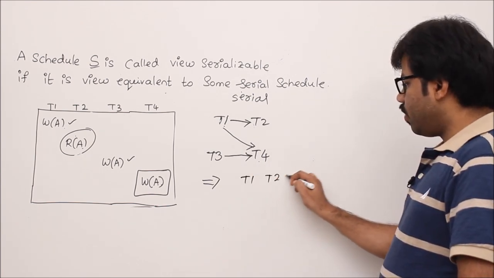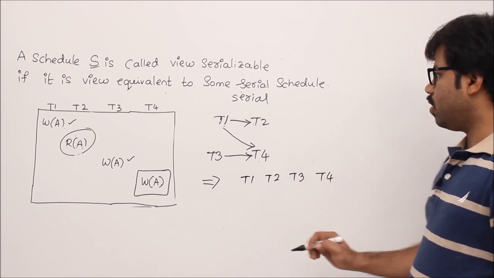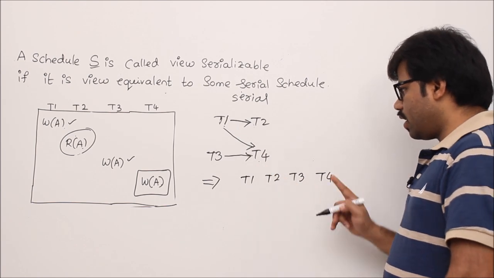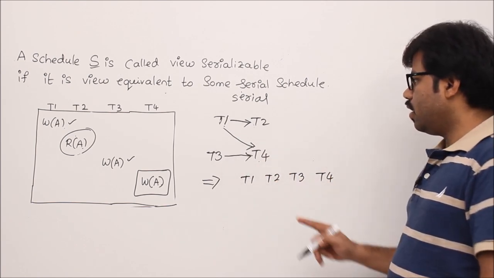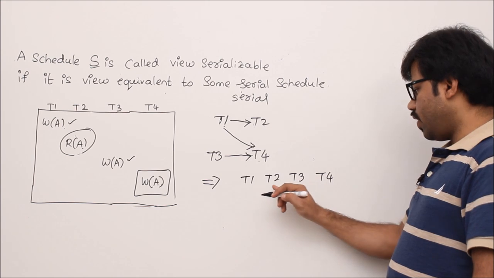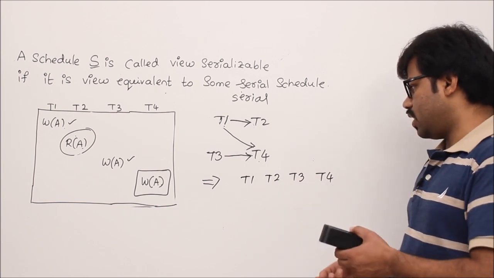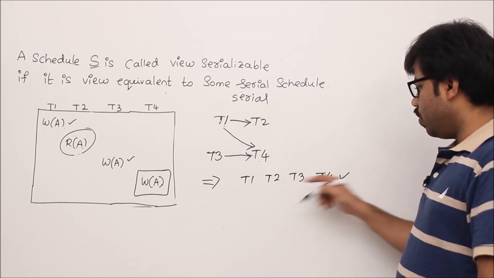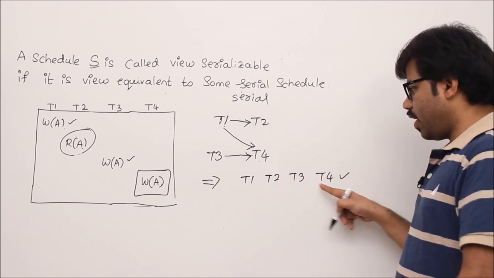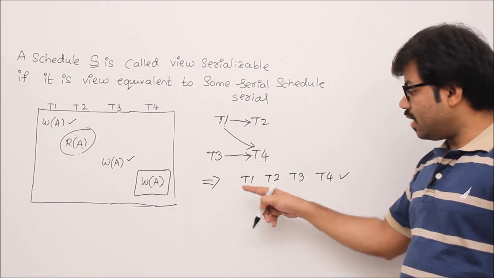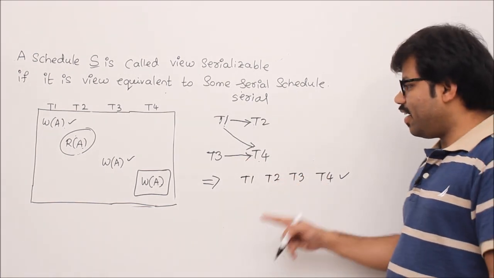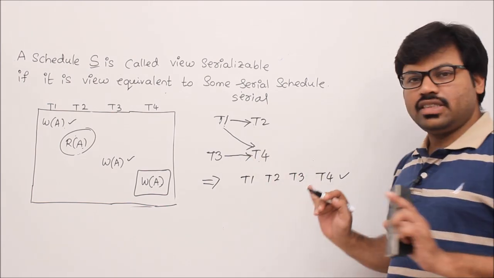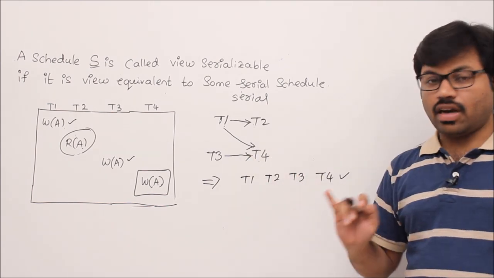Is it possible T1, T2, T3, T4? Let's check it out. See, T1, after that T2, yes. T1, T4 order, correct. T3, T4 order, correct. But T2, T4, there is no order, so nothing to satisfy. Correct. So finally this schedule satisfies these conditions, but it doesn't mean that this is definitely view equivalent. We just followed some essential conditions, some necessary conditions, but not sufficient.